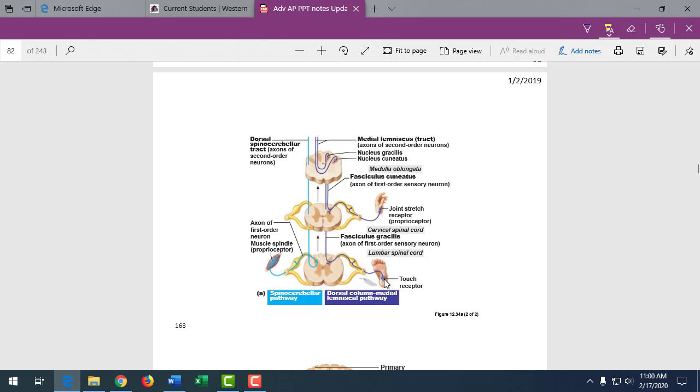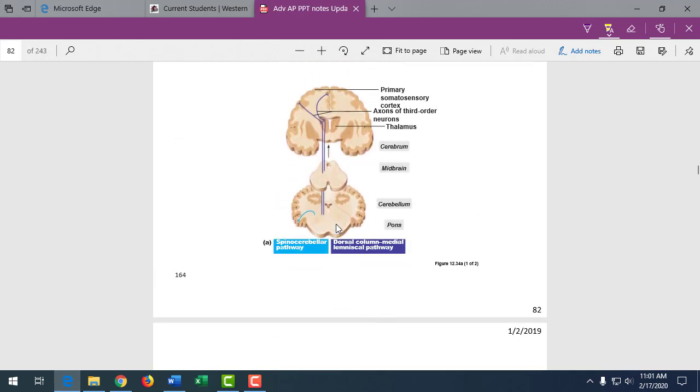So it starts out with a sensory receptor. It comes in and goes up the spinal cord all the way to where? The medulla. Then it crosses over to the next neuron. So the first neuron starts out here and goes all the way up the spinal cord to the medulla, the brain stem. Then it crosses over to the thalamus, and then the third neuron kicks over and goes to the somatosensory cortex, which is our post-central gyrus, if you remember that from general A&P.